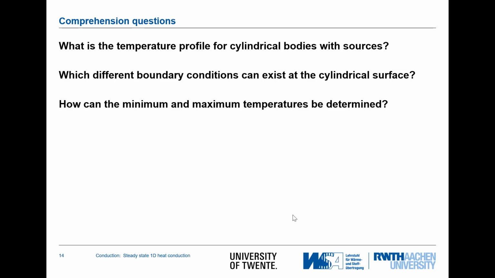Last question, how can the minimum and maximum temperatures be determined? For this we can use the equation that we have developed for the three different geometries, either set the location to the center where we know that this will be the maximum temperature, and we can also put it to the outside in order to obtain the minimum temperature. We can of course also take the derivative and check where this value is 0, but if we look at the part inside the brackets, we can easily see where this function will have a maximum.